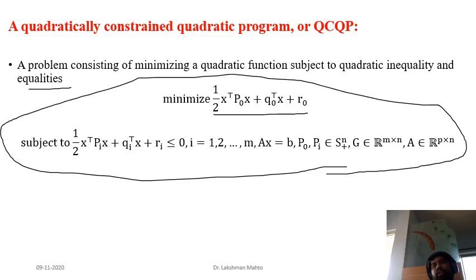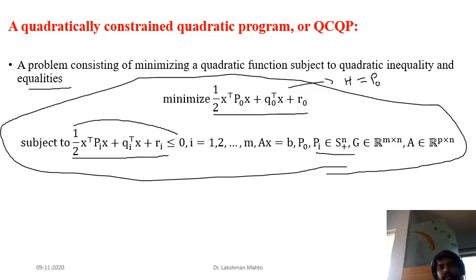Here you can observe that your objective function is quadratic in nature, and remember that your coefficient matrix P naught is positive semi-definite. Why? To make this convex. I will talk about the Hessian of this objective function. The Hessian would be P naught, a positive semi-definite matrix. So from the second order characterization, your objective is a convex function. Now coming to the inequality constraints, you have m inequality constraints, and each coefficient matrix Pi happens to be a positive semi-definite matrix. So these inequality constraints are again convex in nature.